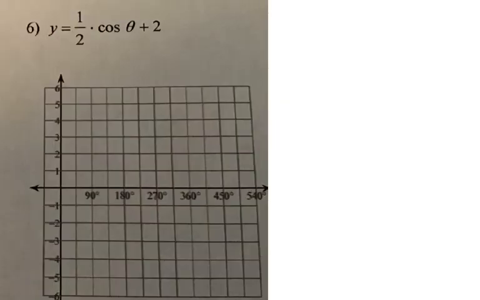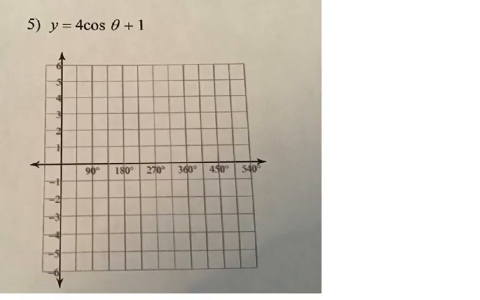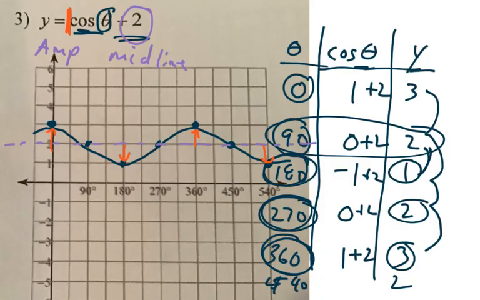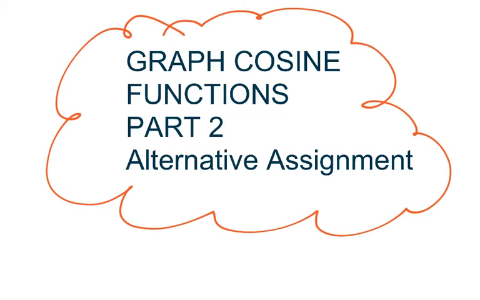Okay. So that's your alternative assignment. Again, I don't know if you want to take a picture of these, print them out, or just do a rough sketch in your notebook. But just take a picture of your work. I want to see the completed table. All right. And I want to see the graph.